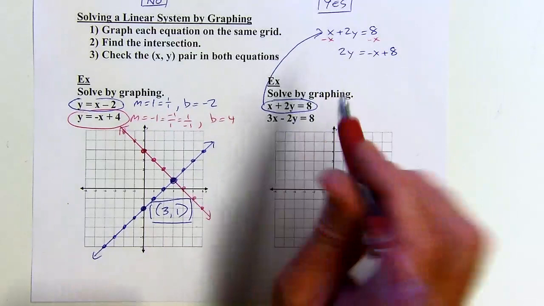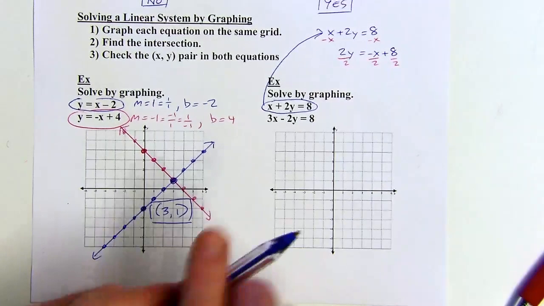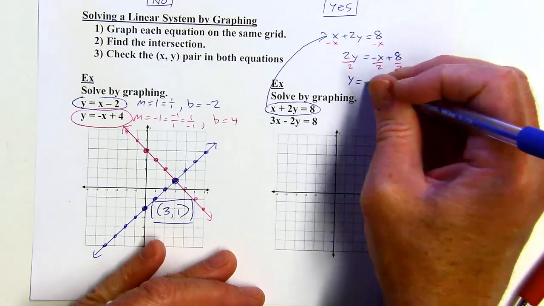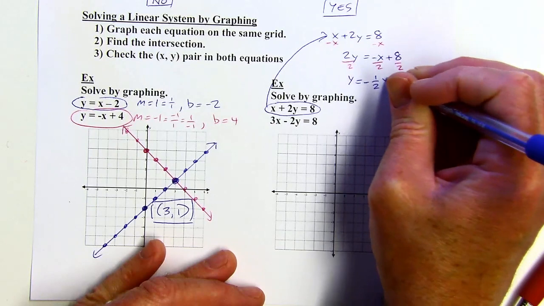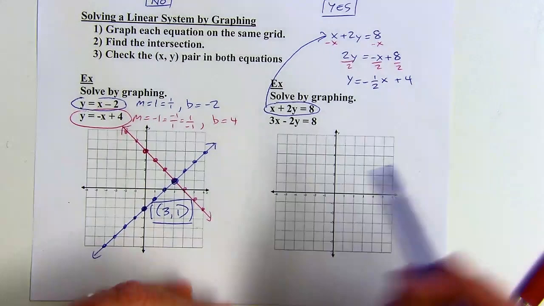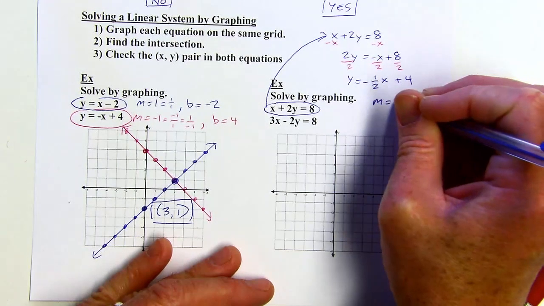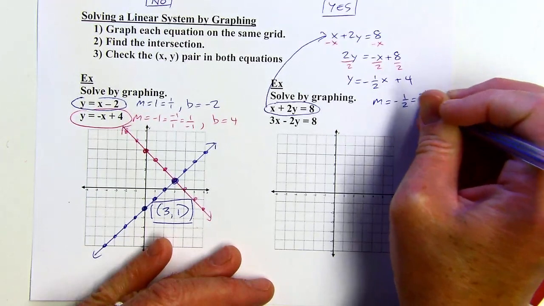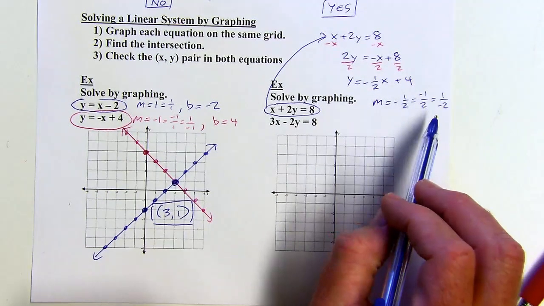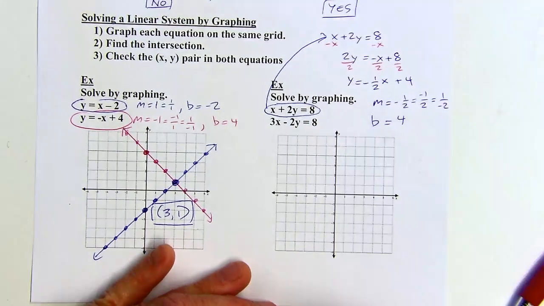And then y is almost isolated, so to isolate y, I'm going to have to divide everything by 2, the whole equation, all 3 terms. You could write this as negative x over 2, but I'm going to think of it as negative 1/2 x. And then I've got plus 4, because now I can see the slope and the y-intercept. So my slope would be negative 1/2, and you could think of that as negative 1 over 2 or 1 over negative 2. I like to assign the negative sign either to the top or bottom to make it easier to read for graphing purposes. And then my y-intercept is going to be 4.